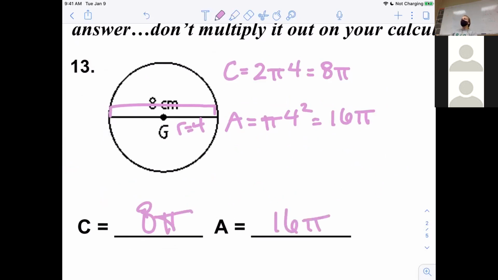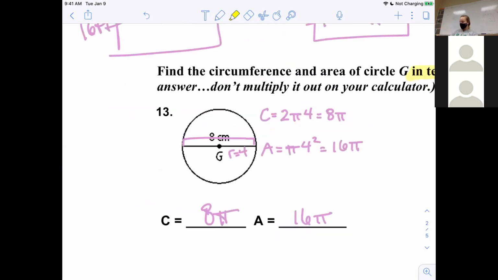Again, I want you to show me your work on this. I know it's pretty simple work, but you should at least show me the plug-in steps. Because if you just write one answer or another, I don't know what you did to get it. And you might have done circumference instead of area when I asked for area, and then I'm able to see why you got something wrong. So show me all of your steps.